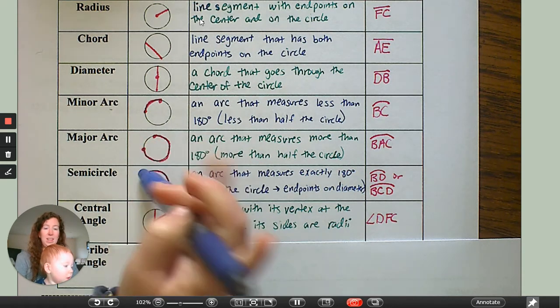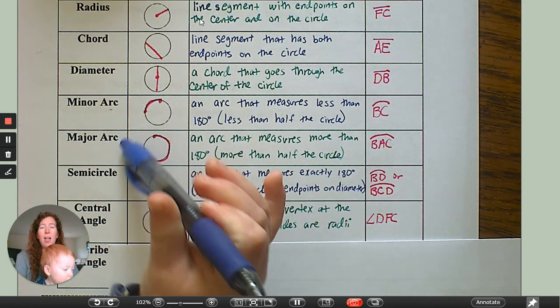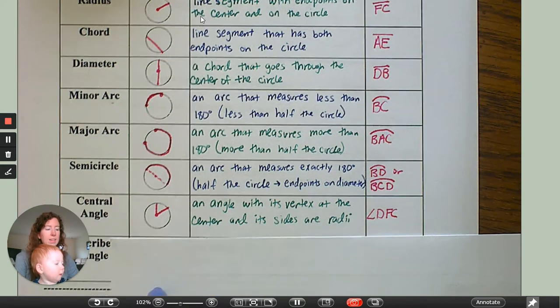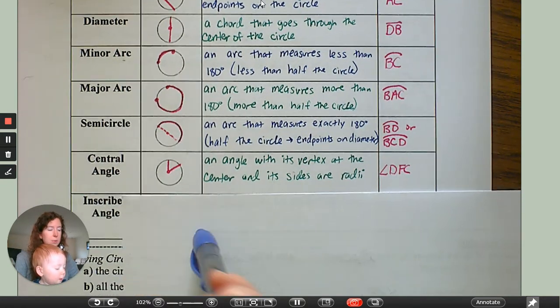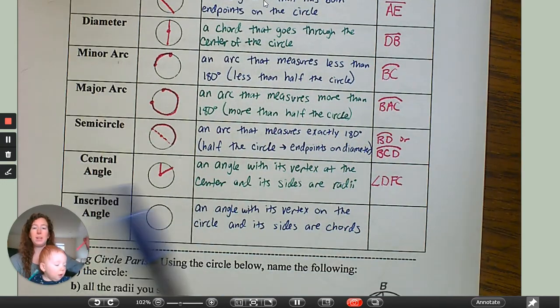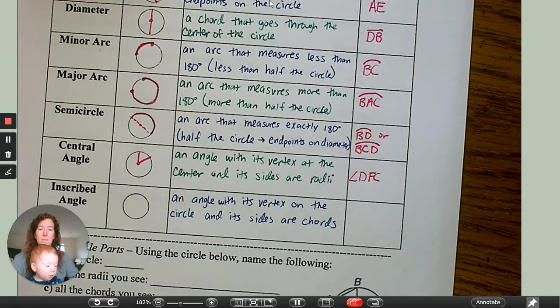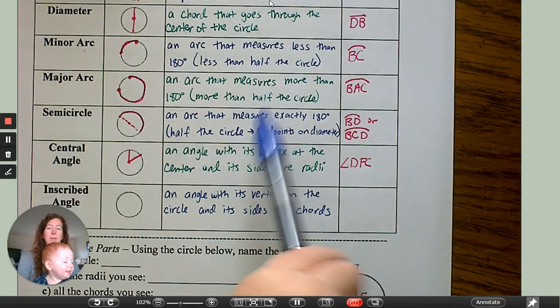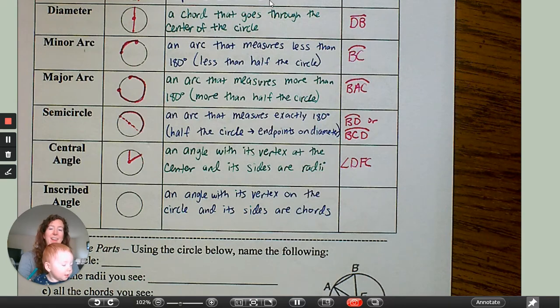Okay, angle DFC. And you could also call it angle CFD, and that would be fine too. Now, the last angle that we're going to learn about is called an inscribed angle. An inscribed angle is going to be an angle with its vertex on the circle itself, and the sides are going to be chords.